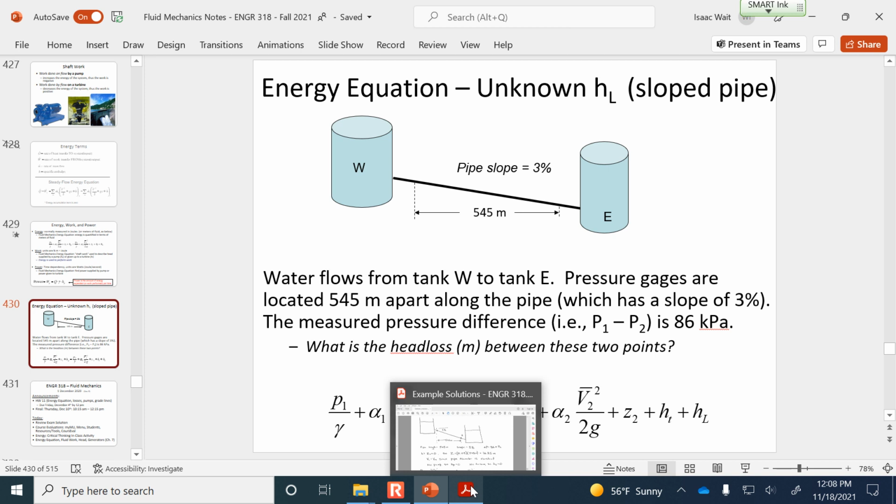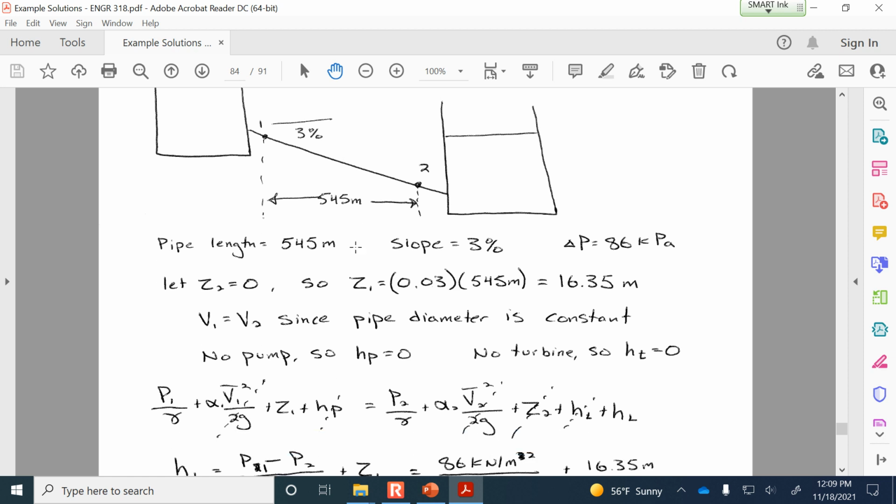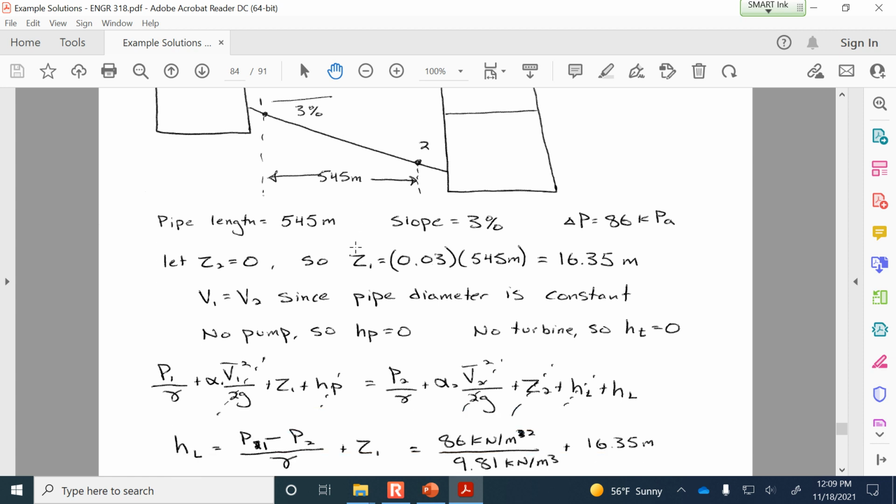So that's the only assumption we have, is that whatever the pipe diameter is, it's the same at 1 and 2, so that means that the velocity head terms are going to cancel out. And there's no pump and no turbine, so the energy equation simplifies so that the head loss is on one side of the equation. On the other side of the equation is the difference in pressures divided by gamma plus the elevation difference.